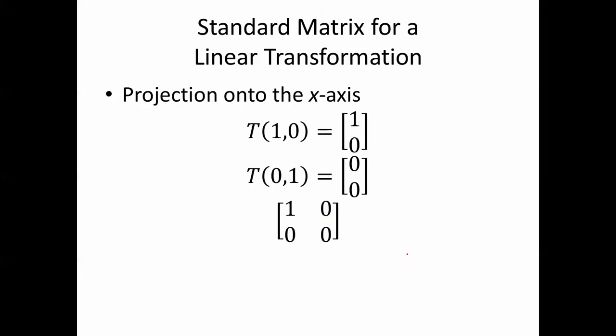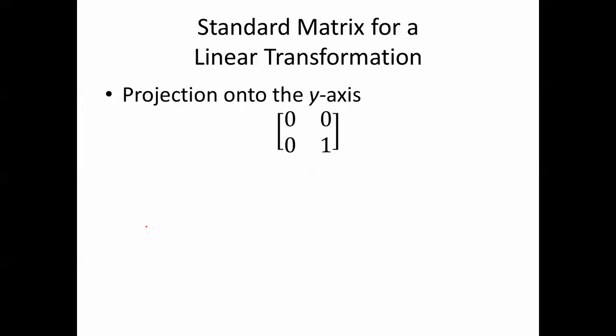Projection onto the x-axis. Here's what that looks like. If you start off with the point 1, 0, that just stays 1, 0. But when you project things onto the x-axis, that means everything gets squished onto the x-axis. So what used to be here, for example, 0, 1, is now at the origin. So that's at 0, 0. So it looks like 1, 0, 0, 0 is the standard matrix for that linear transformation.